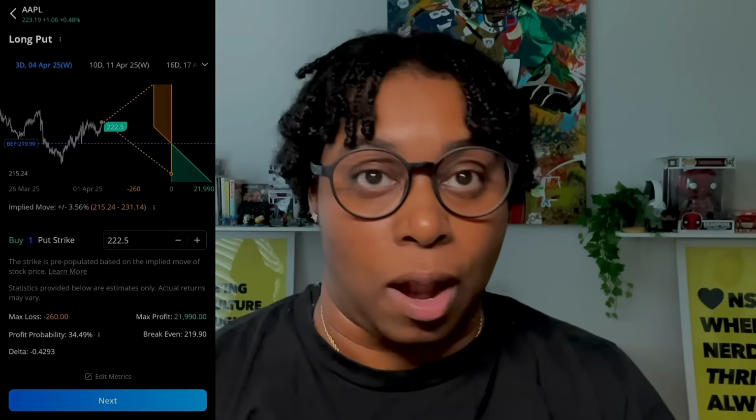This $222.50 strike price on a put for Apple is in the money. And in the money is just basically saying that this is an already profitable option. But keep in mind, the markets are closed, and so tomorrow that chain is going to reset. So the things that are in the money or out of the money or at the money may be in different spots tomorrow once the option chain resets.